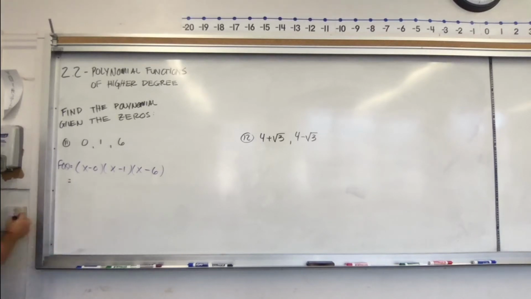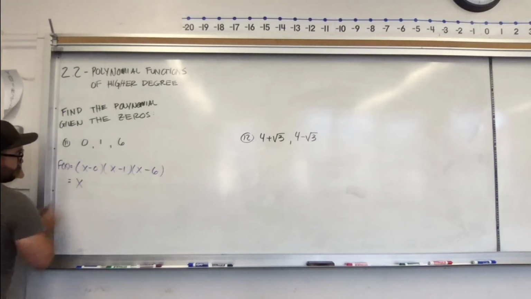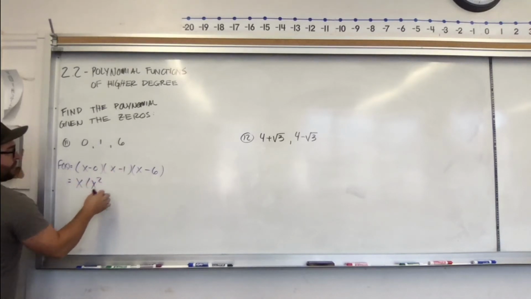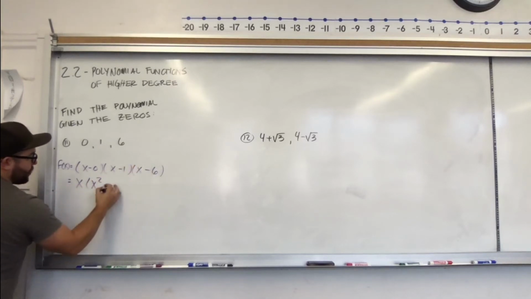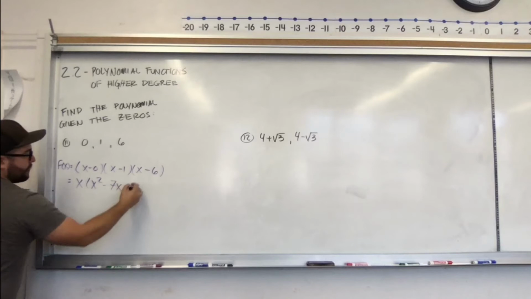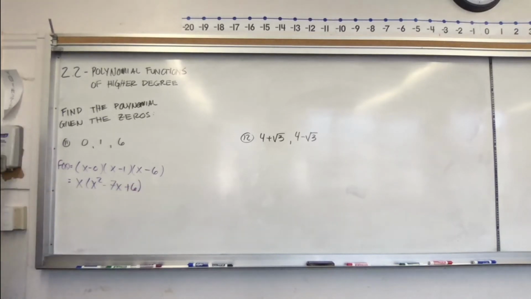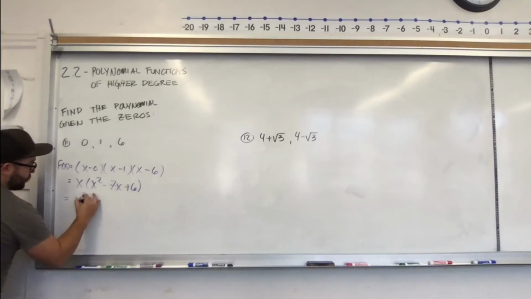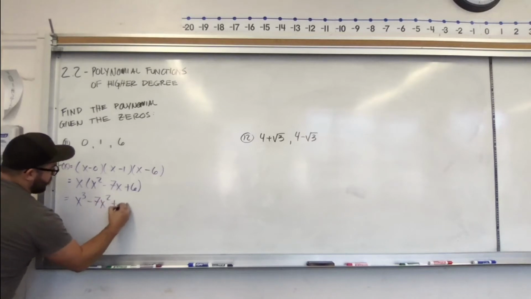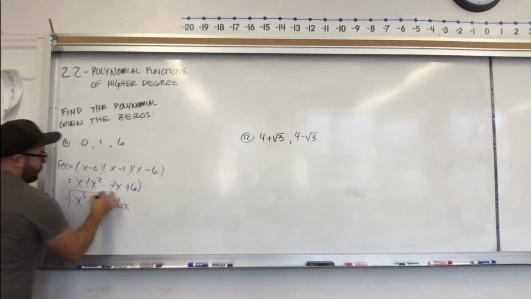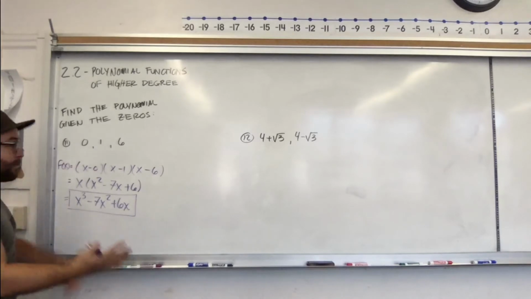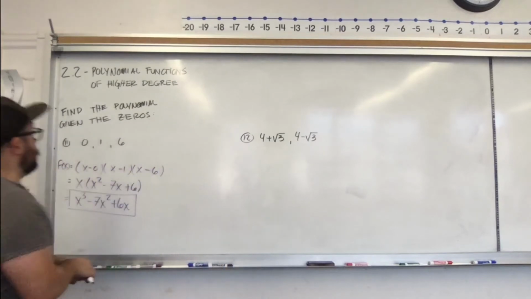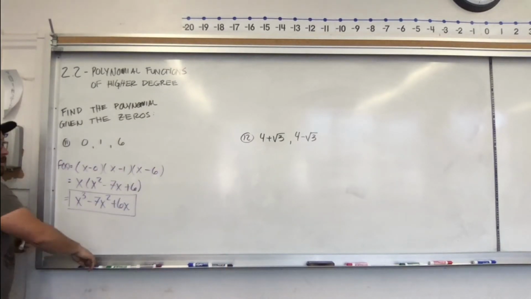Well, the nice thing about x minus 0 is it's just x. And then this guy we can FOIL. X times x, x squared, negative 6x, minus 1 more x, minus 7x. And then we add a 6. And then lastly, we can multiply this x in here, distribute it through, we get x cubed minus 7x squared plus 6x. Now at the top of your sheet, it makes note that there are many possible polynomials. So here's one. Here's the one we probably were all going to get for this one.